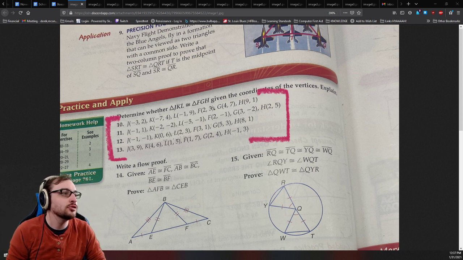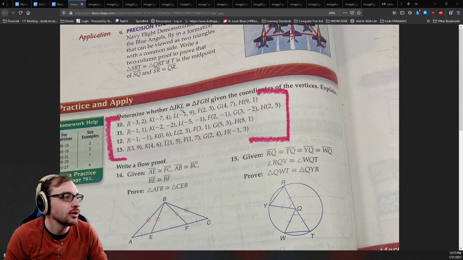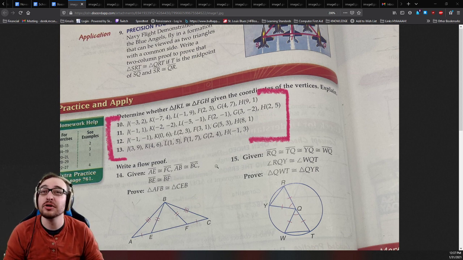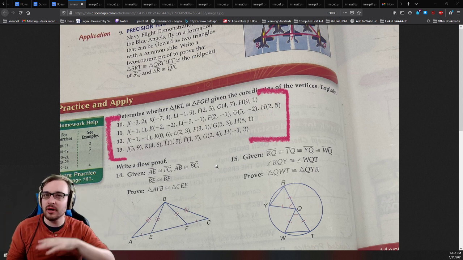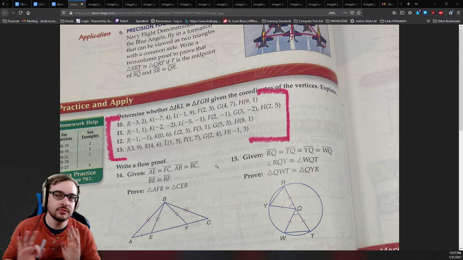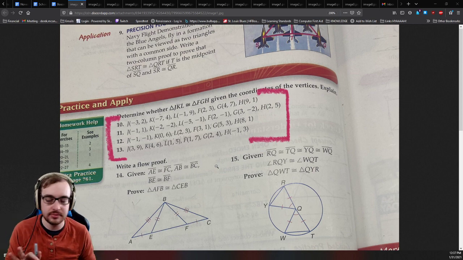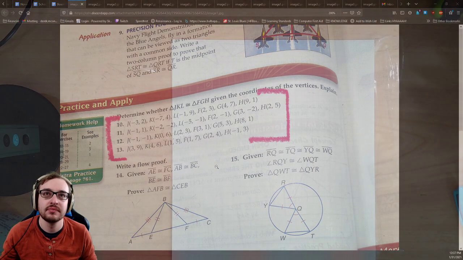So what they do is they give you these two triangles, and they want you to prove whether they're congruent or not. And here are the coordinates. Now you might think, oh my god, coordinates, we gotta bust out a coordinate plane and draw them all up. No, please, don't do that. Here's what we're gonna do instead.